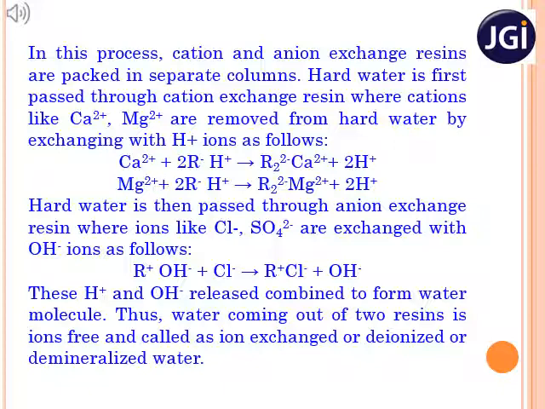Then, the water is pumped into second column which contains anion exchange resin. Here, the negative ions like Cl- and SO4 2- are removed from hard water and in their place the OH- ions are added. The Cl- and SO4 2- ions remain inside the second column. Observe the reactions provided here. Therefore, in conclusion, the water coming out from second column is free from Cl- or SO4 2-.